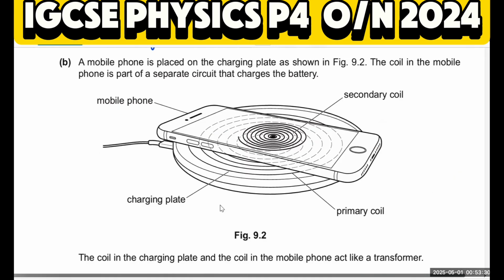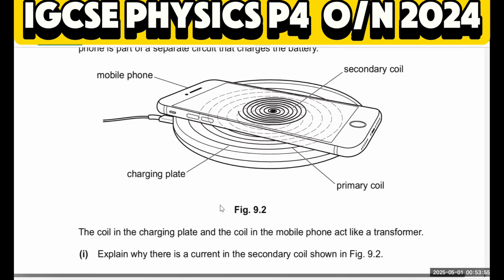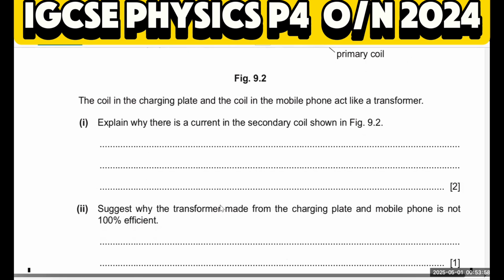A mobile phone is placed on a charging plate as shown in figure 9.2. So you can see that the iPhone is placed on the coil. The coil in the mobile phone is part of a separate circuit. There is a coil behind the mobile phone. So this is basically electromagnetic induction. The charging plate acts as a primary coil, and the coil in the mobile phone acts as a secondary coil. It's just like a transformer.